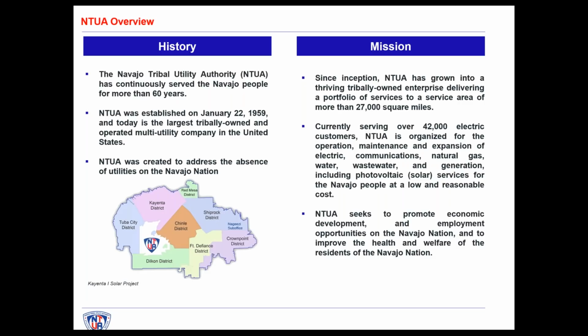We currently provide electric, gas, water, wastewater, photovoltaic services individually, and broadband services to over 42,000 customers on Navajo Nation. But as a side note, and a very, very important one, I want to emphasize the fact that while we serve 42,000 electric customers, there's still 15,000 families on the reservation that have no access to electric at all.